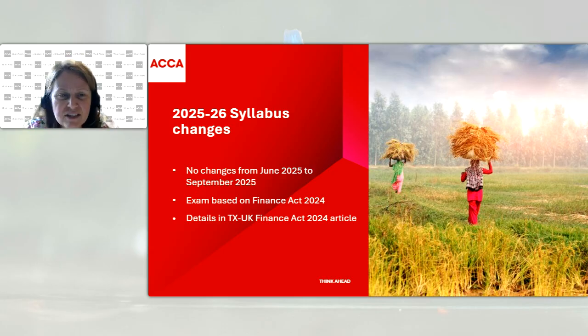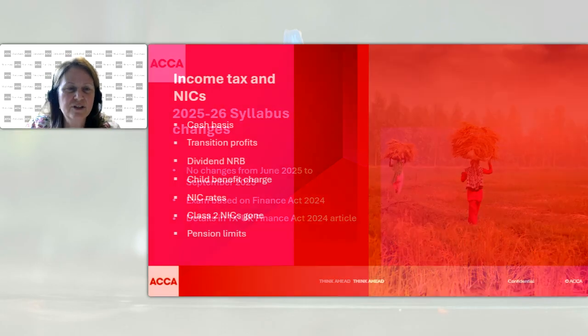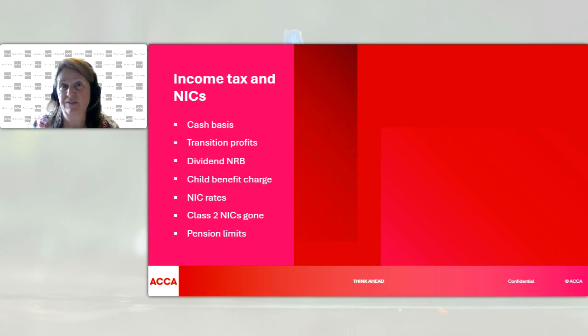And if I just quickly highlight, I'm not going to go through these, but just to show you some of the things that did change under the Finance Act of 2024, which was first tested in June. We've got the cash basis and transition profits, which we saw in that first question from section C. The dividend nil rate band has reduced. The child benefit charge has changed.